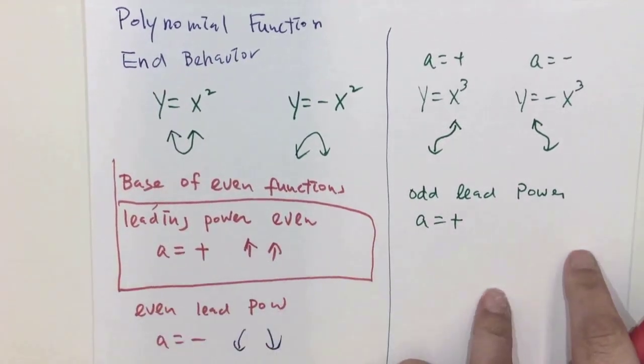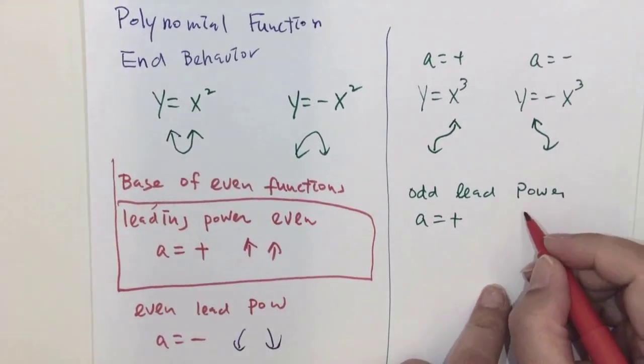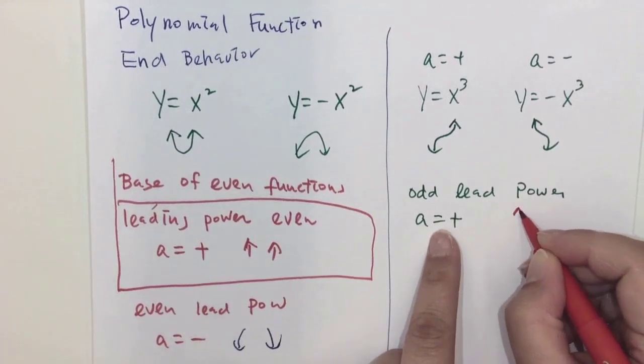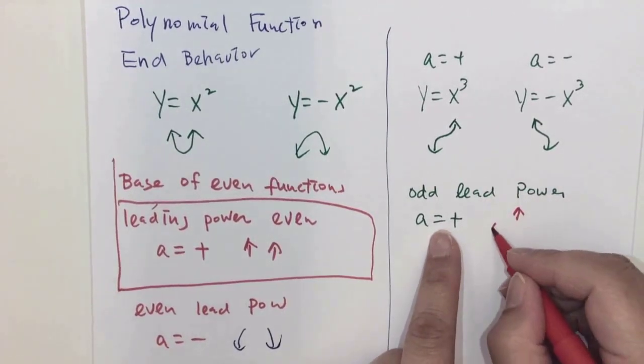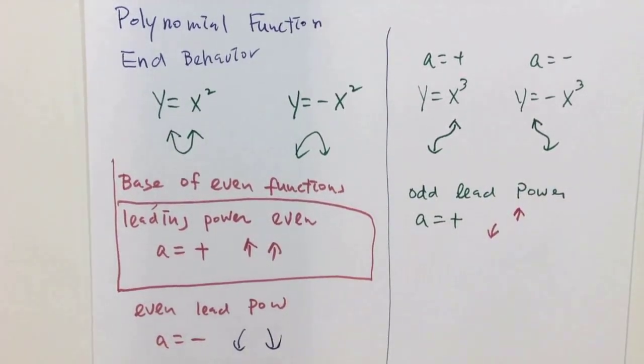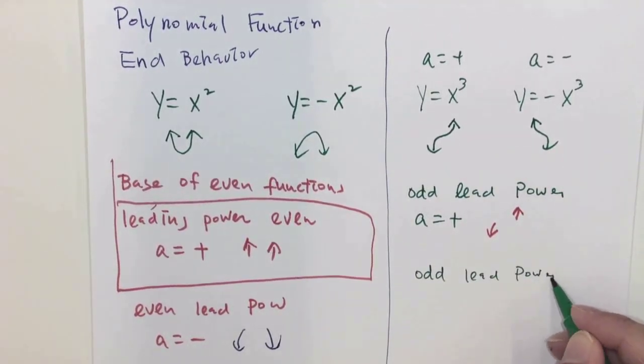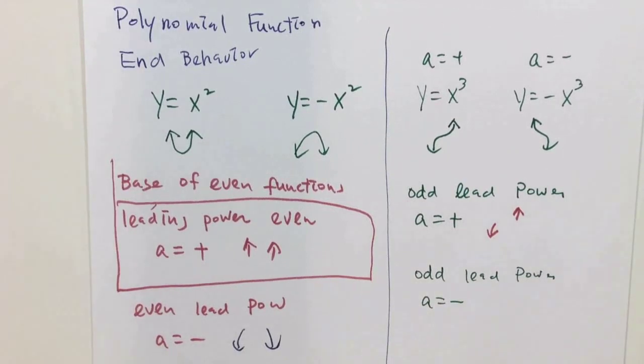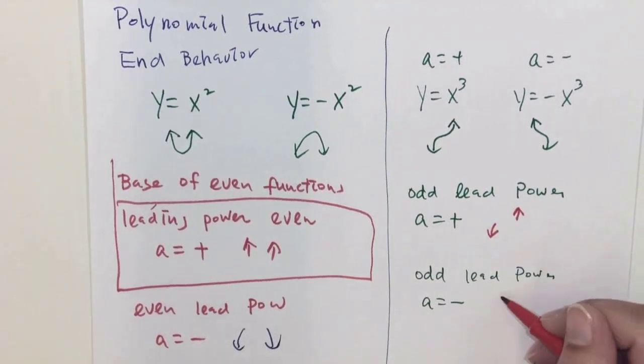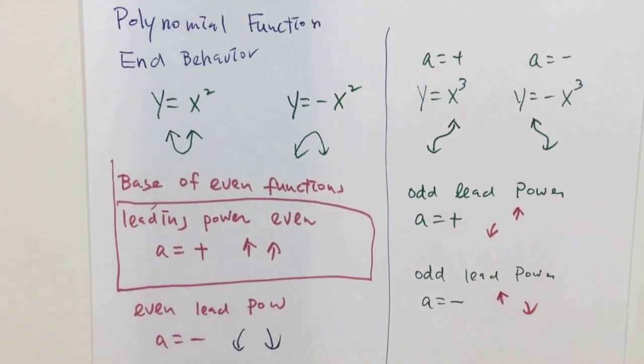This one will be what? One side up, one side down. If a is positive, both x and y will be positive on this side, and then go down here. If you have odd leading power and the a is negative, then what? You flip to this side up and this side down like that.